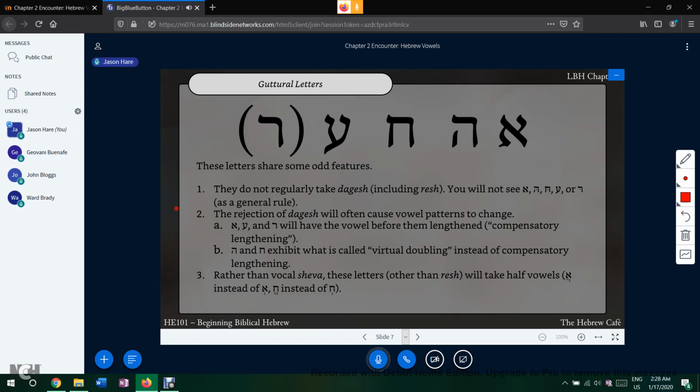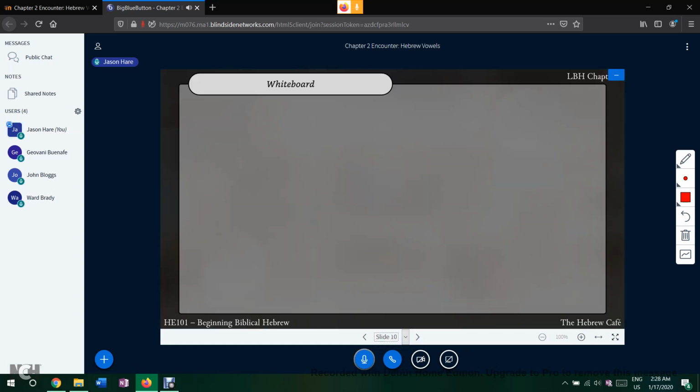So the rejection of dagesh, that is their refusal to accept it, you can think of letters as having personality, right? These ones say, when you come to put a point in them, no, I don't want it, and they push it out. And when they push out the dagesh, it influences the vowel before it. So what dagesh normally does, let's go to the whiteboard here, because this way we can look at specific words.